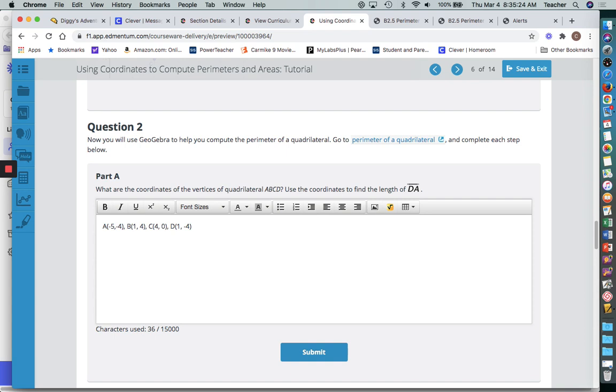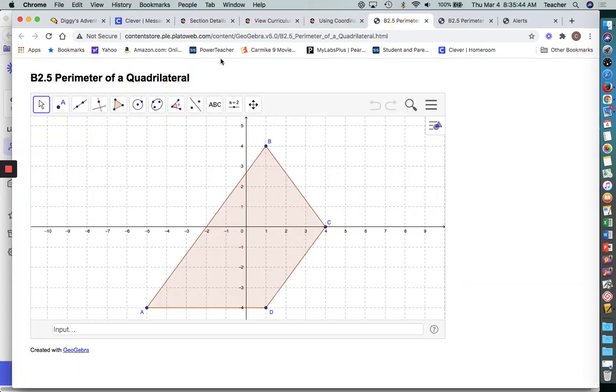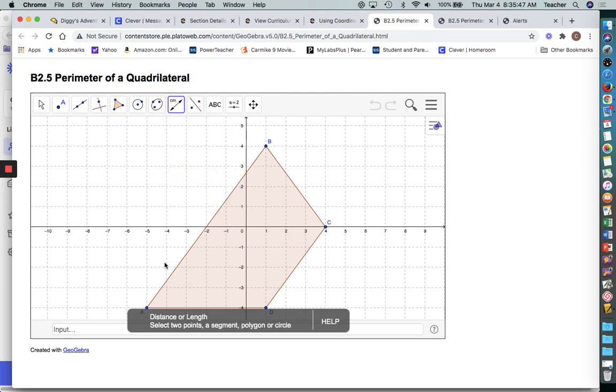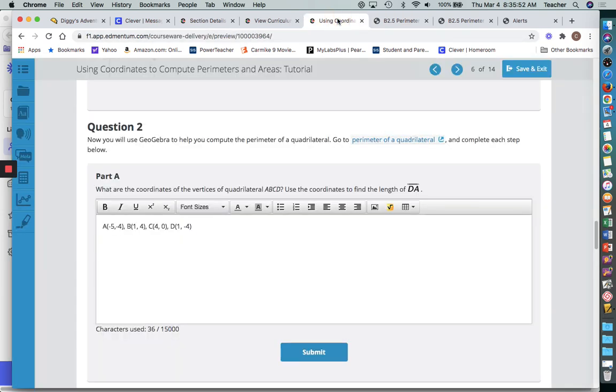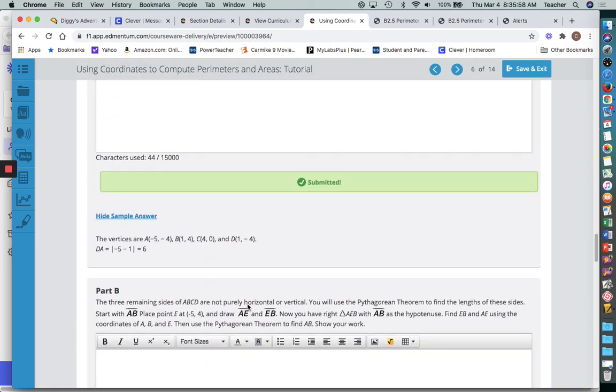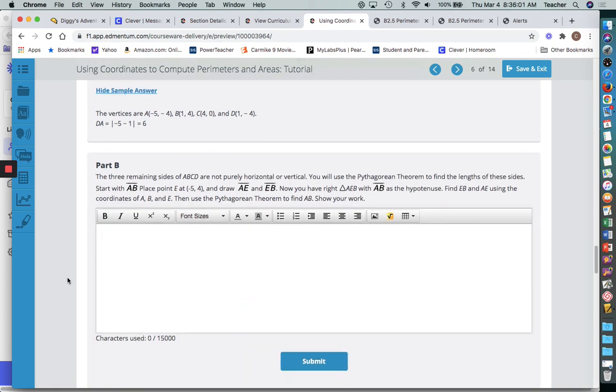They want me to use the coordinates to find the length of DA. It doesn't say use the distance formula, so I'm not going to this time. I'm going to go to the angle icon, select distance or length. I'm going to click on A, then D. Looks like I got AD as a 6.